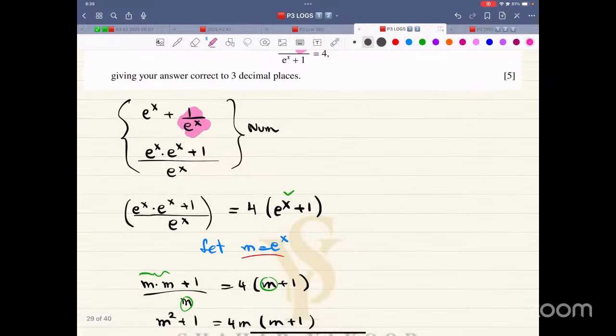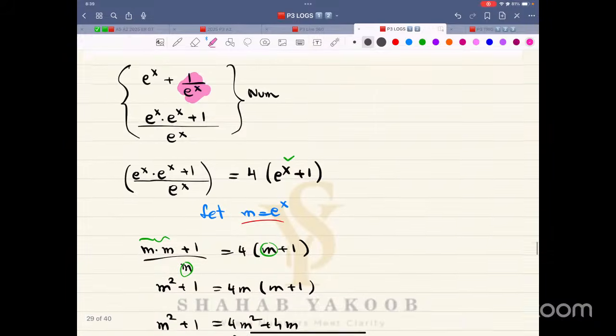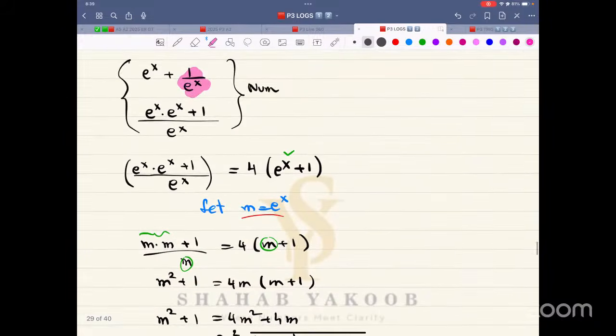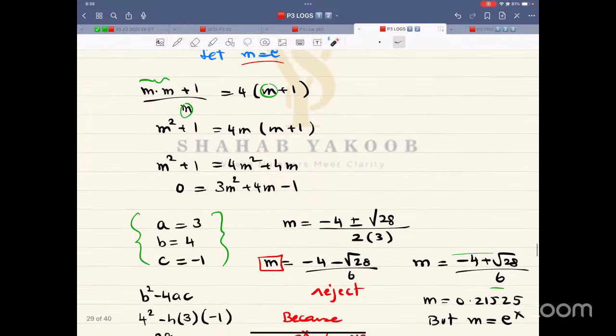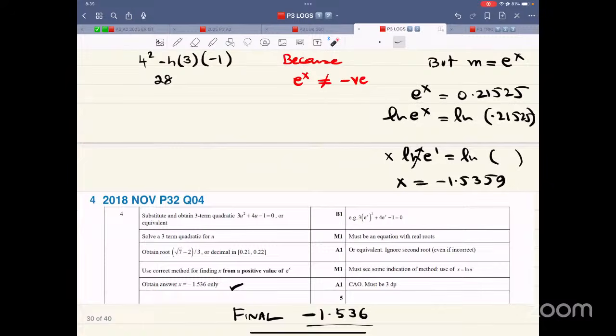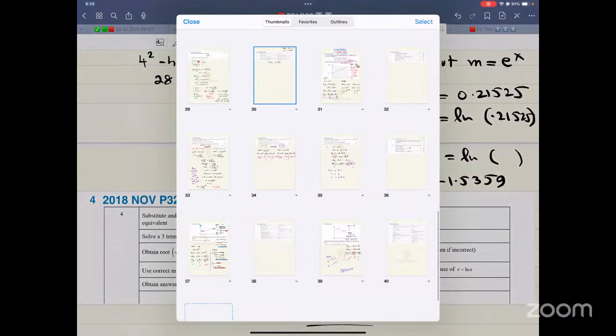And then I simplify like this. And then this is e to the power x into e to the power x, that's e to the power 2x. I have written it deliberately like this. I have made the substitution, then I made it into a quadratic equation.